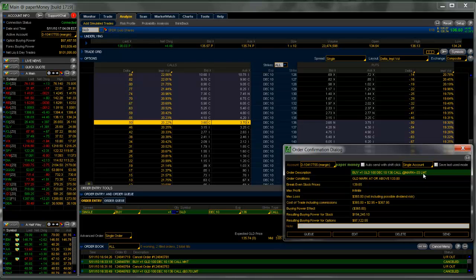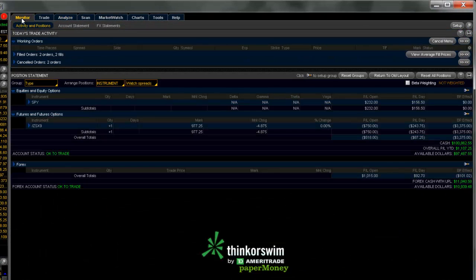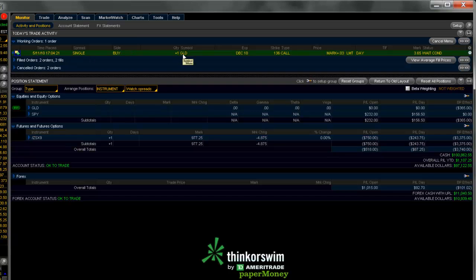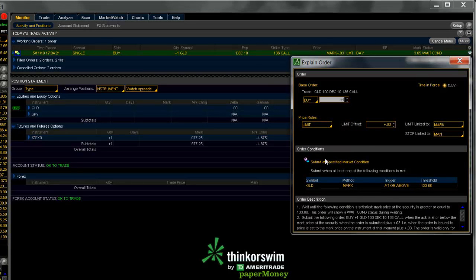limit. So we are getting a better fill than the at market, and our likelihood of getting filled is very high. We press send. You look over here at the working orders just to confirm that it will pop up. And there it is. Buy GLD December 136 call, mark plus 3 cents, limit day order 365, waiting for the condition, which is basically that it's going to be above 133. Of course at the moment it's 136, so by open you would assume that it would still be above that. Now to check those inner workings, you can press on that cogwheel to explain the order.